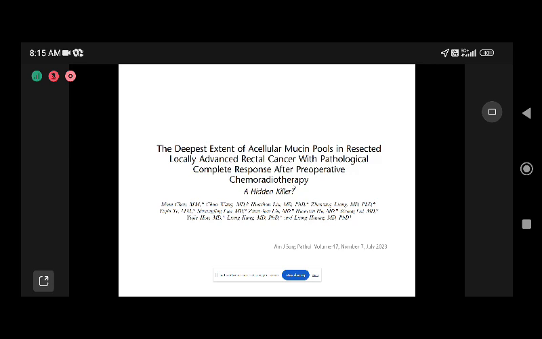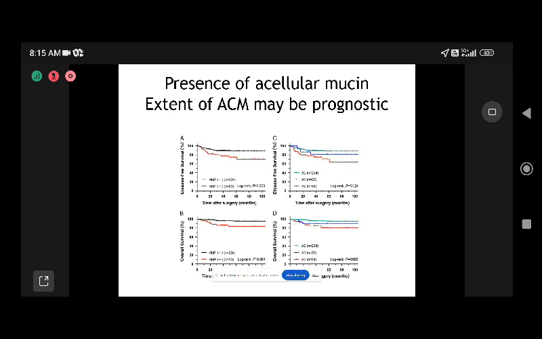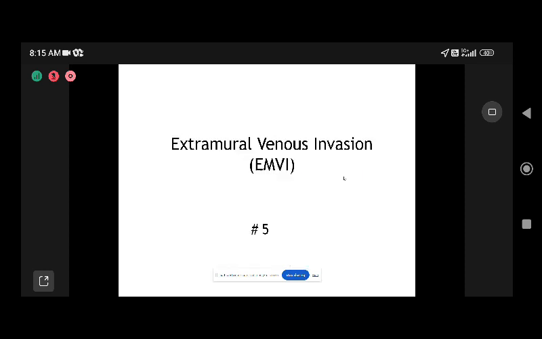Some of the recent studies have shown that if you also tell us the extent of acellular mucin pools, whether they are present or not, or whether they are reaching up to the CRM, that may also have an effect on the outcomes. I can skip this for the time being, but studies have shown that the presence of acellular mucin and how deep it is going into which layer may also be prognostic. Some investigators have proposed staging based on the presence of extracellular mucin.